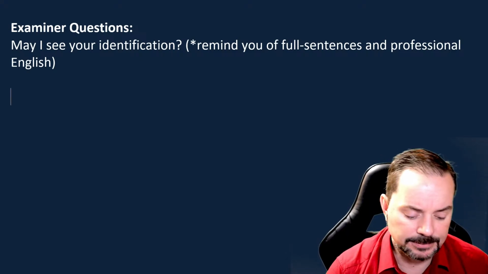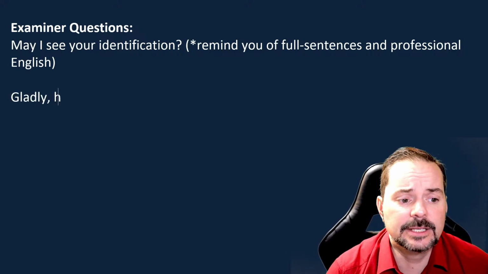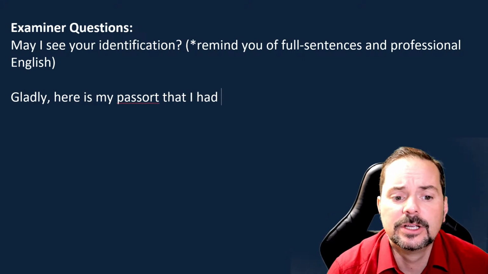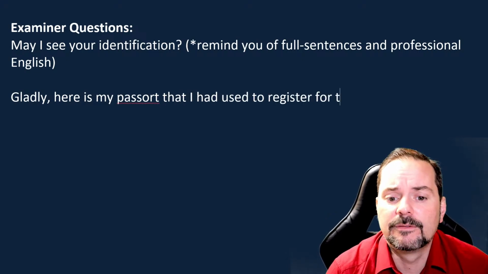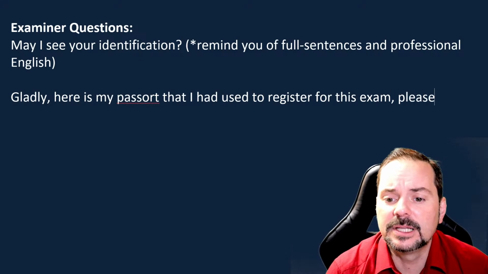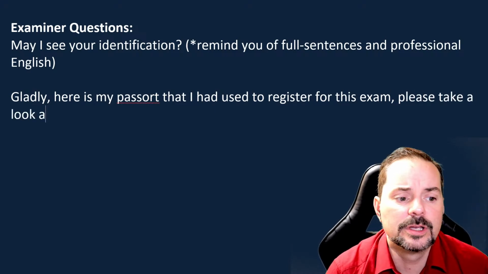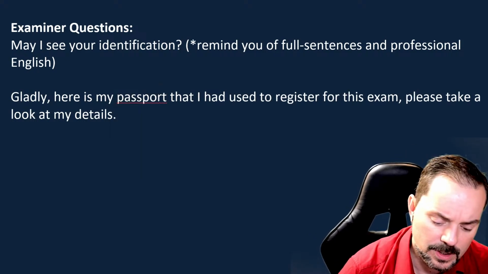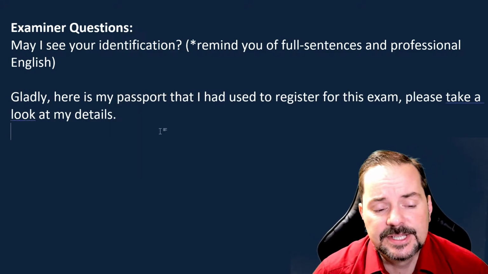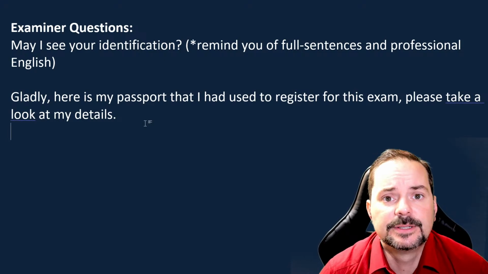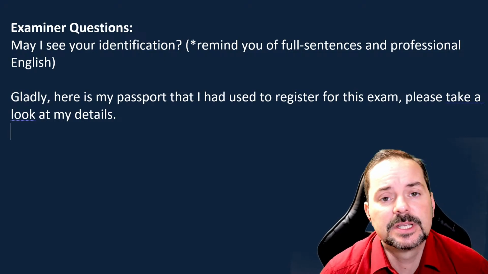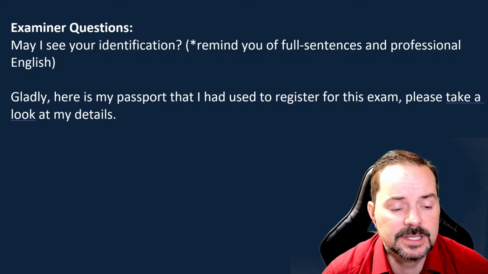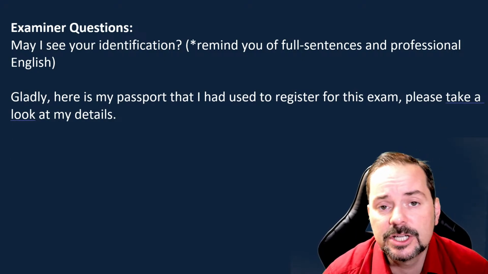Okay, now here, you can just say, for example, gladly, here is my passport that I had used to register for this exam. Please take a look at my details. Lots of ways to answer this question. Just make sure it's polite. Don't say yes, please, because then it sounds like the examiner just asked you if you want a glass of water and you said yes, please. It's not accurate English. Okay.